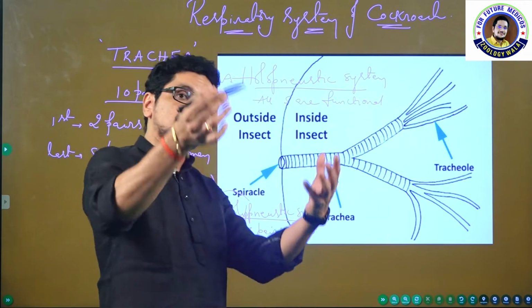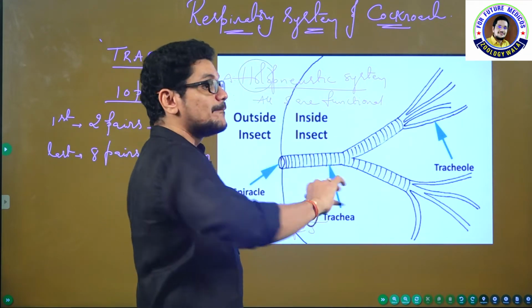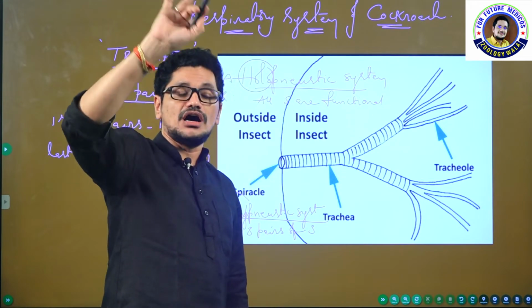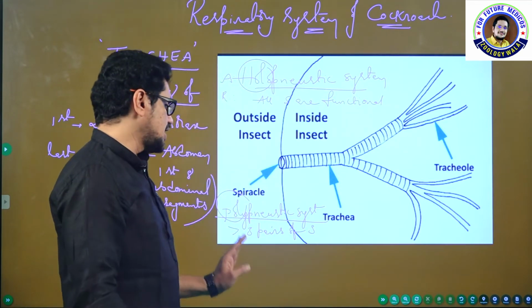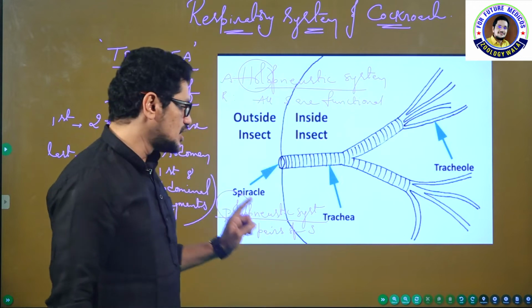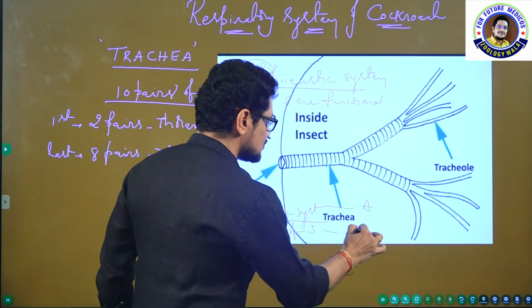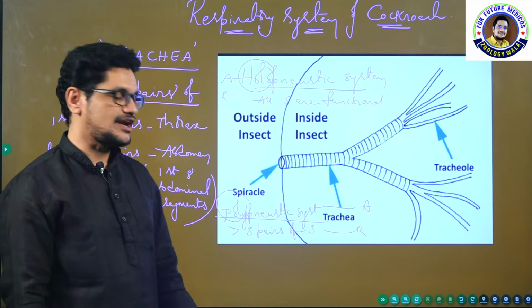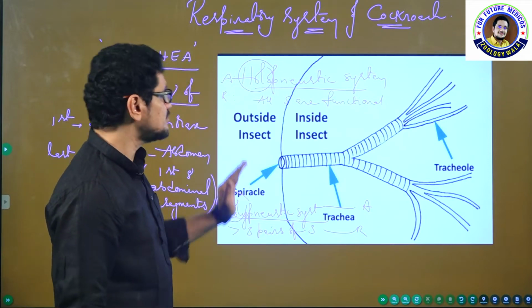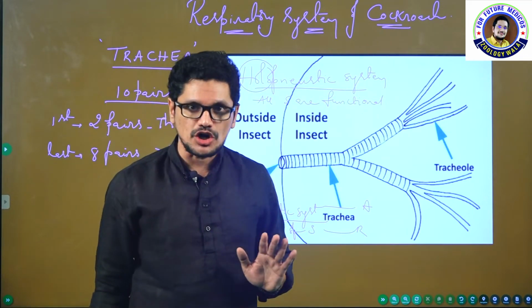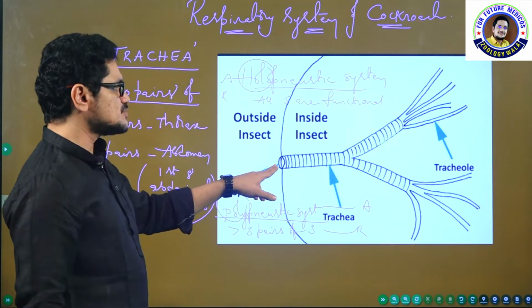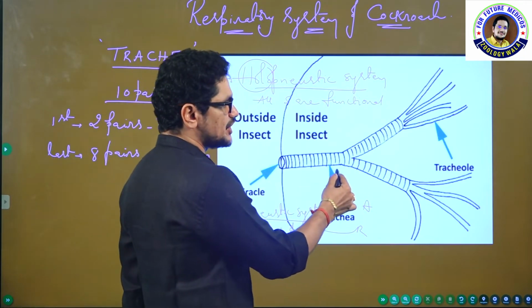Poly means many. Holo means complete. All spiracles are completely functional, and here more than 3 pairs of spiracles are present. So this is the assertion, and this will become the correct reason for that correct assertion. So polypneustic and holopneustic system is present in the cockroach. Am I clear? So this is the spiracle, and the spiracle opens into this atrium.